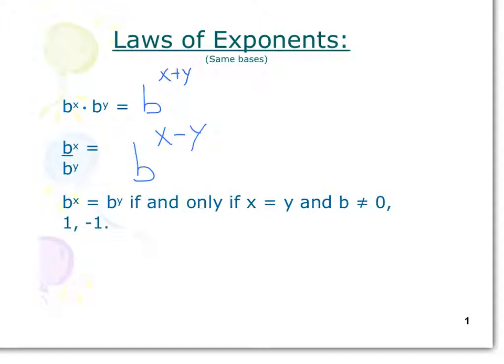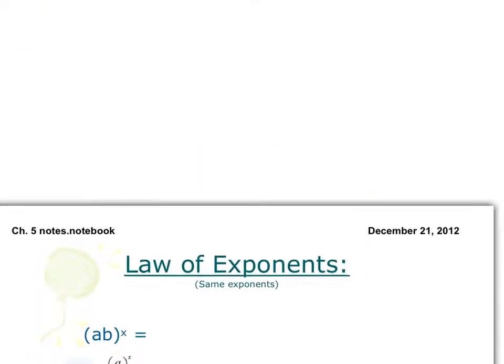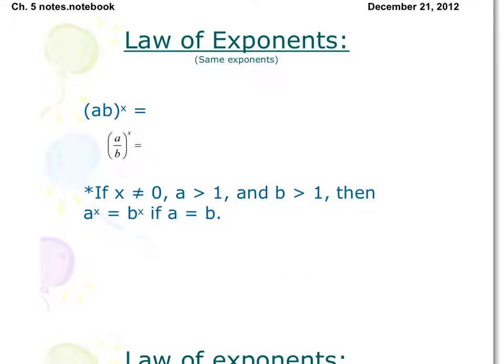Two expressions, if they have the same base, will only equal each other if their exponents are exactly the same. Okay, that would not necessarily be true for bases that are 0, 1, or -1. Right now, we'll keep running through some of these laws, and then we'll get to some examples.